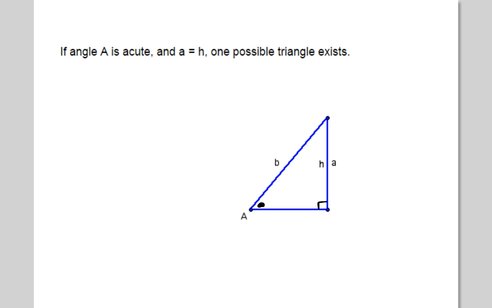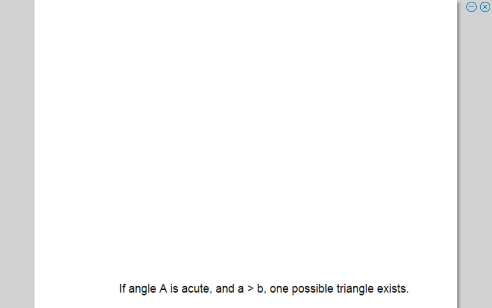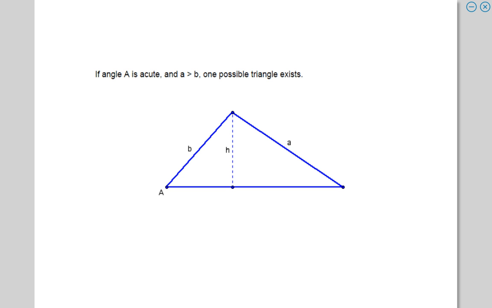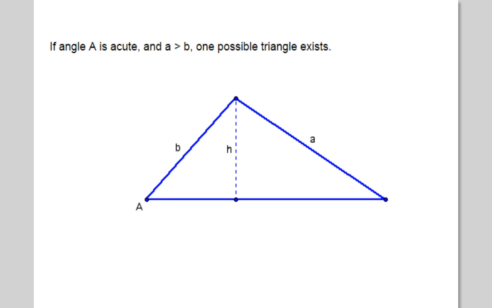It's the next one that's interesting, I think. Okay, let's take a look at this next one. If the opposite side is greater than B, then only one possible triangle exists. And the way that you have to think about this one, maybe I'll give you guys some time to write it down and then I'll talk about it.